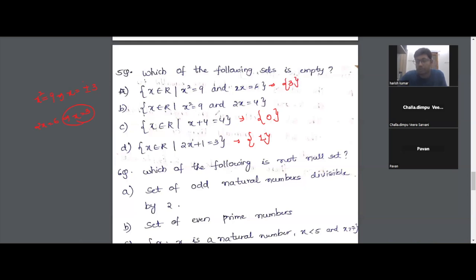Now, what about option B? Again, when x square equals 9, x is equal to plus or minus 3. But when 2x equals 4, x is equal to 2. We can clearly see that there is no common element in both of them. That means this set is an empty set. So option B is the right answer.